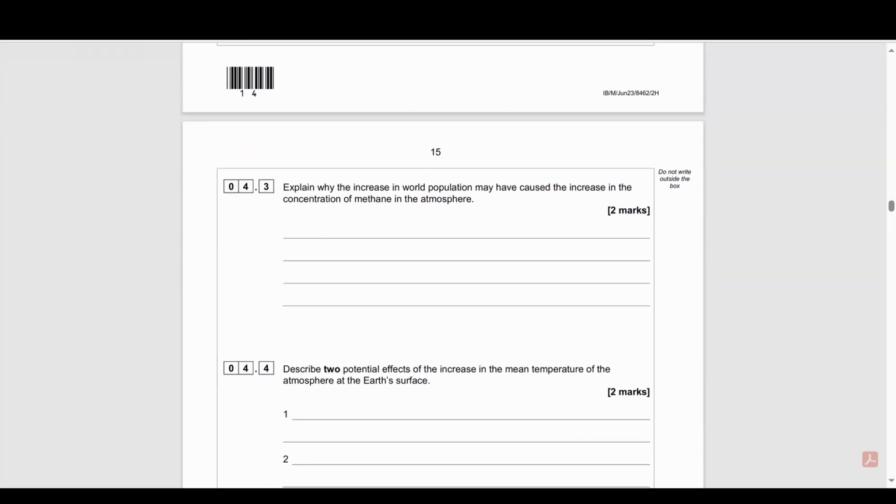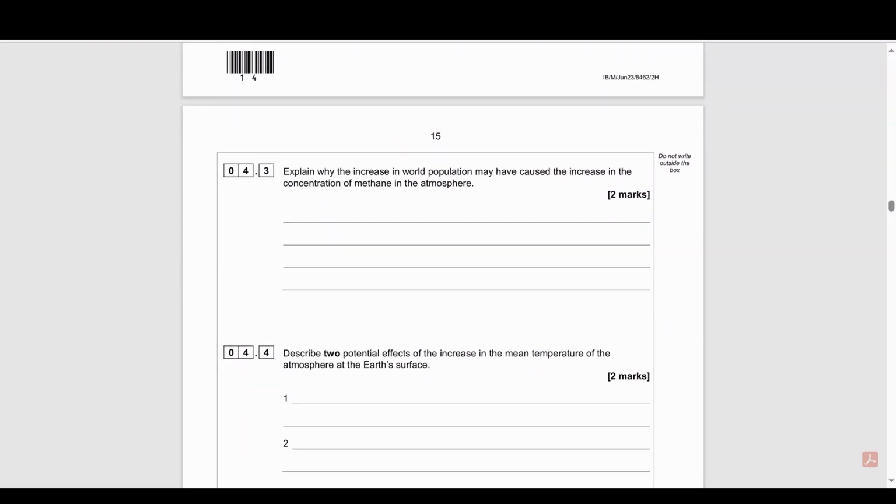4.3. Explain why the increase in the world population may have caused the increase in the concentration of methane in the atmosphere. So we have to do the same thing, but this time we're changing the gas. Methane. Why does methane increase in the atmosphere due to increase in world population? Well, where does methane come from? It comes from cattle and it comes from rice fields.